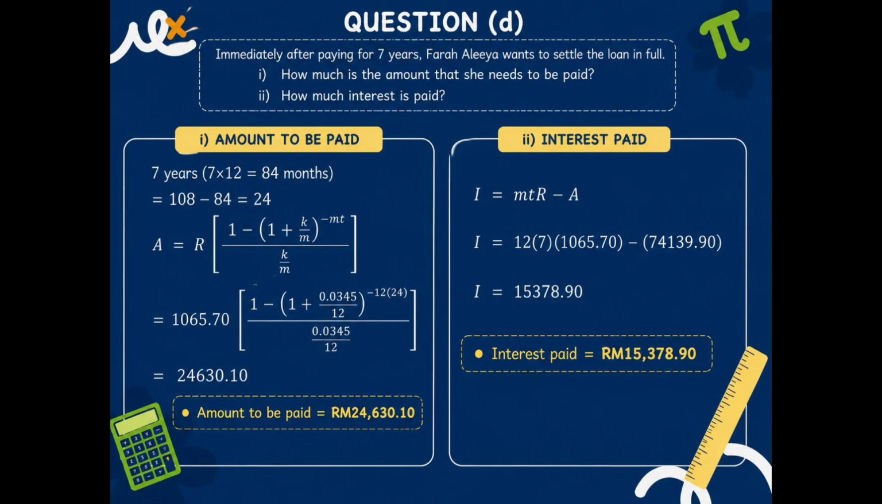So the second question, interest paid after 7 years. We calculate the total interest paid after 7 years. The total amount paid over 7 years is 1,065 ringgit and 70 cents multiplied by 84 months, which equals 89,518 ringgit and 80 cents. The financed loan amount after the 10% down payment was 98,820 ringgit. Using the values obtained in the calculation, the total interest paid is 15,378 ringgit and 90 cents.